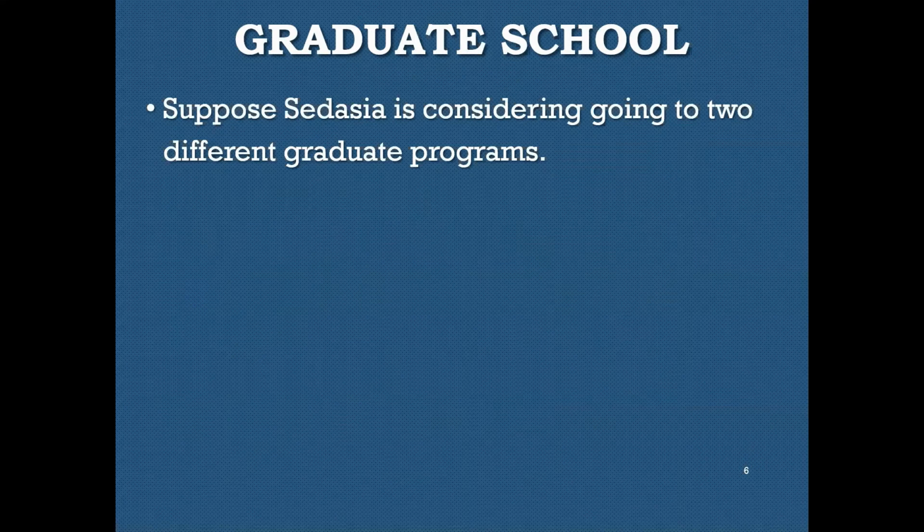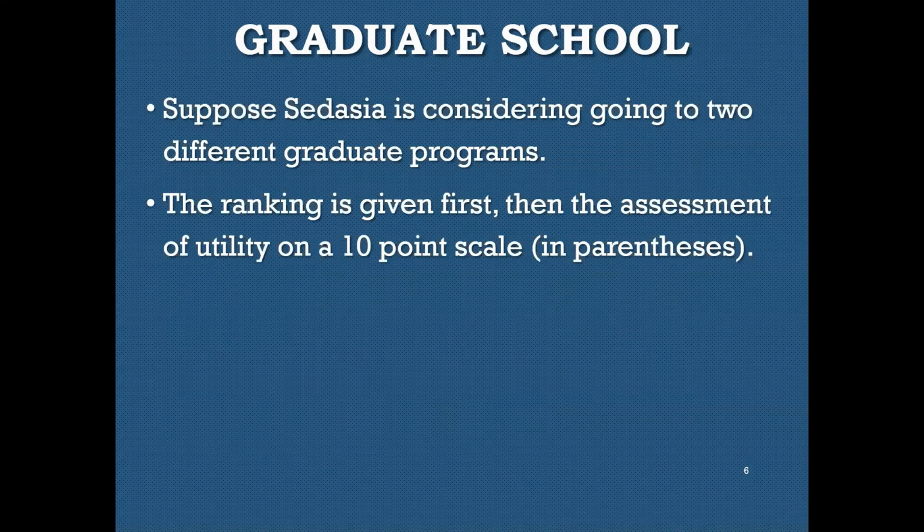She wants to go on and study. And then she's considering which one to apply for. Maybe she's a senior and she's been accepted to both. All right. So what you do is you rank them first, and then you assess the possible utility on a 10-point scale. And so here's what we mean.